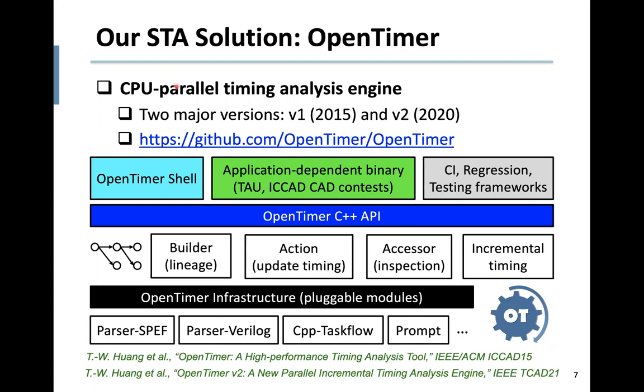And right now we have two versions, V1 and V2. The difference between the two versions is the parallelism we use. In V1, we use OpenMP. And in V2, we switch to an open source project, TaskFlow, using task parallelism.